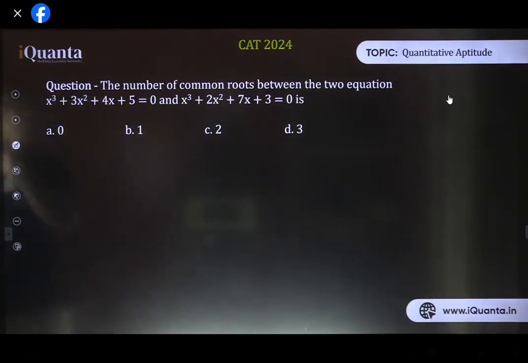Good. Let's move further. Here's one more question based on the common roots. Please answer this again fast. The number of common roots between these two equations.